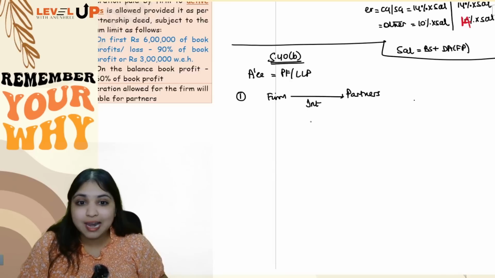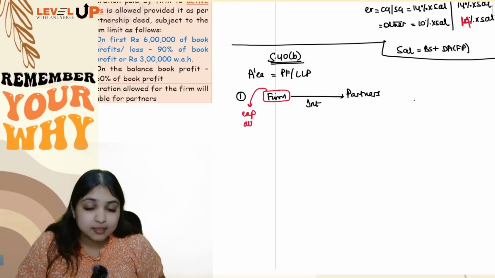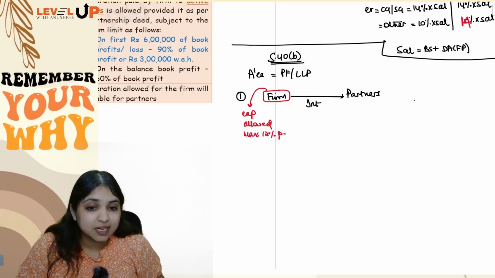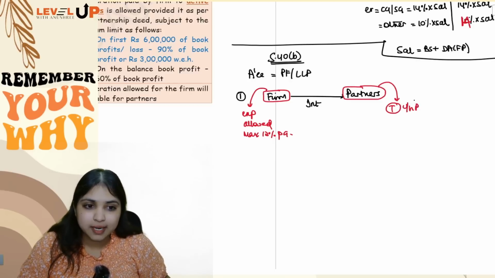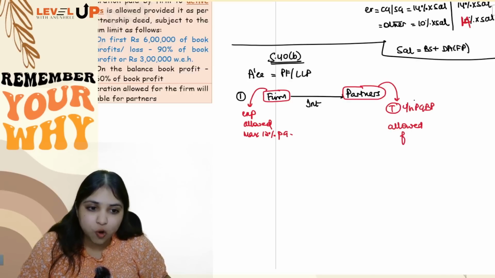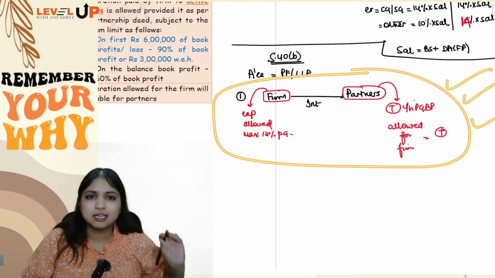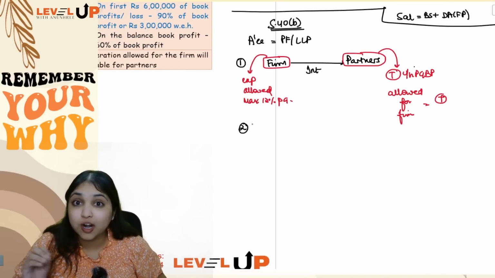This interest, how much do we allow, tell me. Think from the firm's point of view. From the firm's point of view, it is an expense. This expense is allowed in the computation of PGBP. But how much of this interest will be allowed? Only a maximum of 12% per annum interest rate will be allowed, guys. From the partner's point of view, this interest will be taxable under the head PGBP. But what will be taxable under the head PGBP? Whatever is allowed for the firm, that same amount will be taxable for the partner. This is what you have learnt already. No change over here, guys. This continues as it is. No change in interest. Then comes the second point that section 40B talks about.